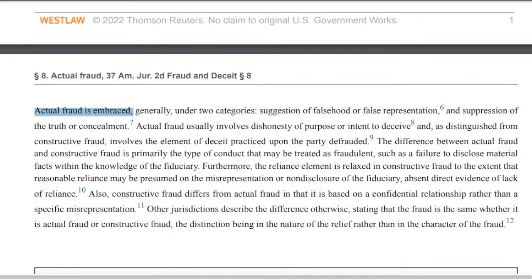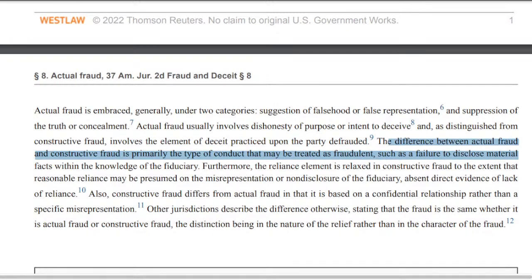Actual fraud is embraced generally under two categories: suggestion of falsehood or false representation, and suppression of the truth or concealment. Actual fraud usually involves dishonesty of purpose or intent to deceive, and is distinguished from constructive fraud, involves the element of deceit practiced upon the party defrauded.